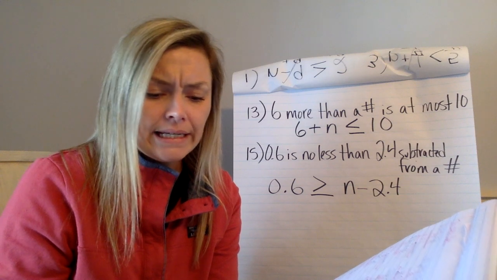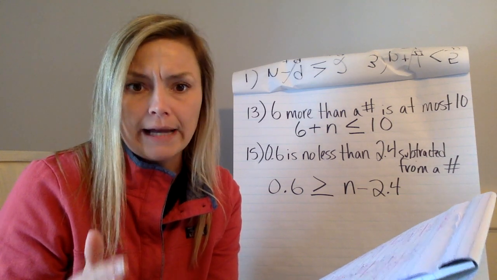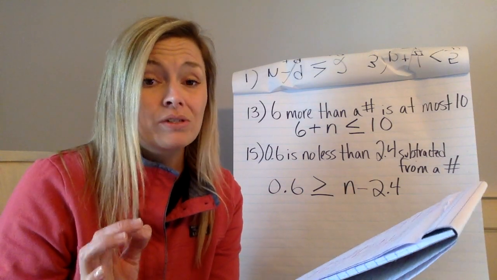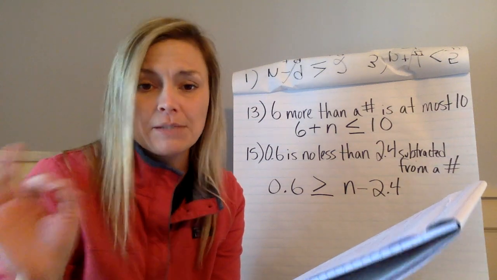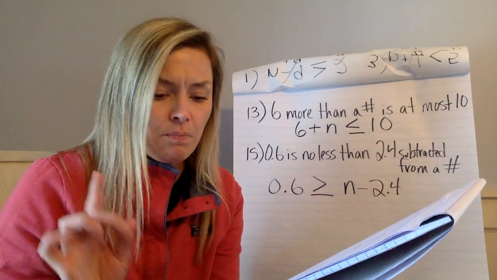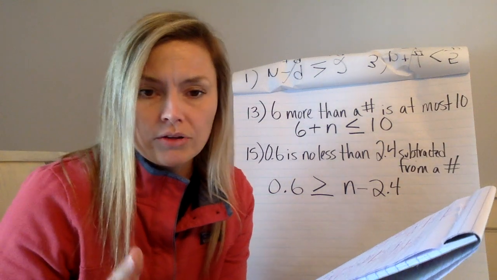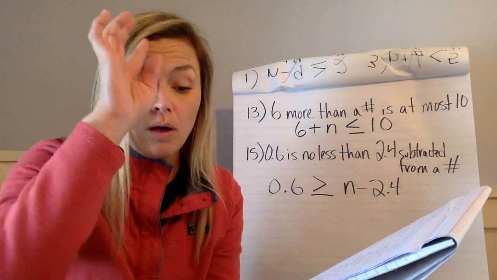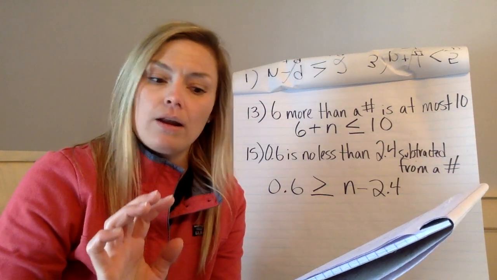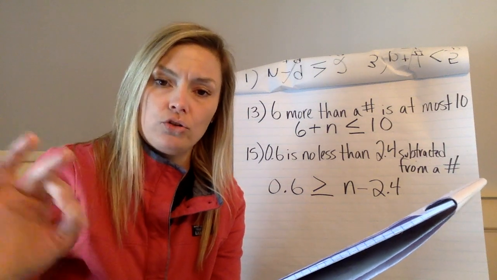In number 19, it's talking about you buying some items. You have at most $10. $10 is the maximum amount you can spend. If you buy a book that is $6.75, write an inequality to represent what the cost of your drink could be.